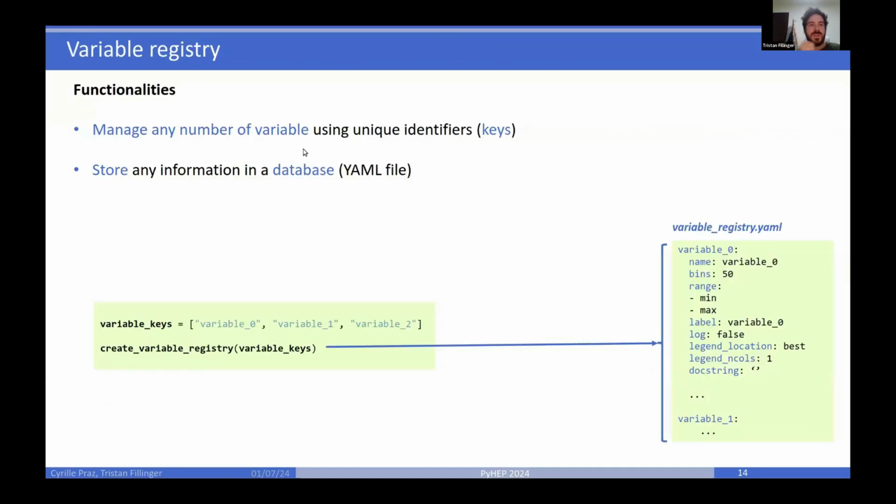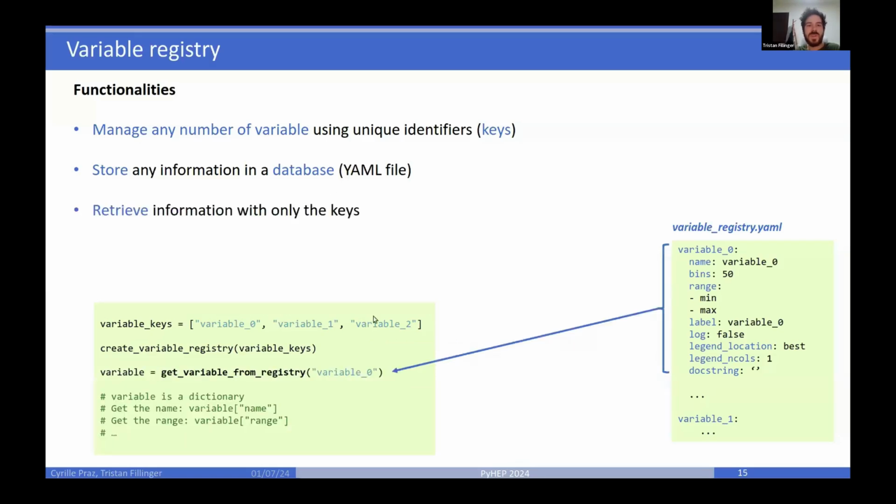The last feature that I want to show is the variable registry. So basically, it's to manage a lot of variables and to store the plotting information into one file, which is a YAML file. So it's really easy to read and to modify by hand. And so each variable will be identified by keys, and then we have a function to create the whole registry. So create a registry with default values for each plotting information.